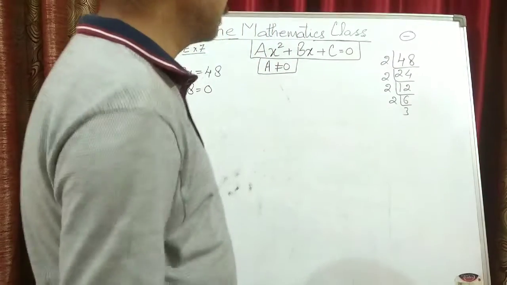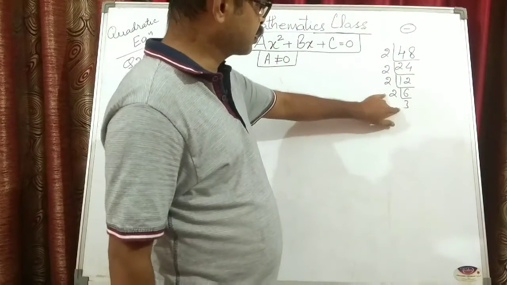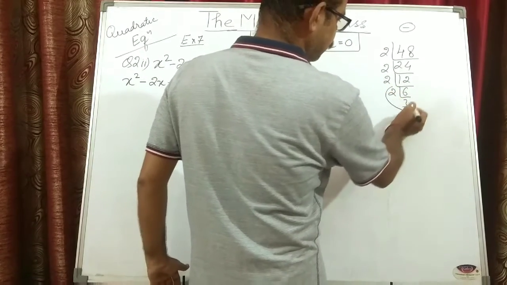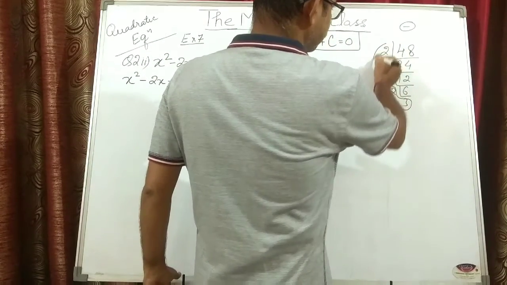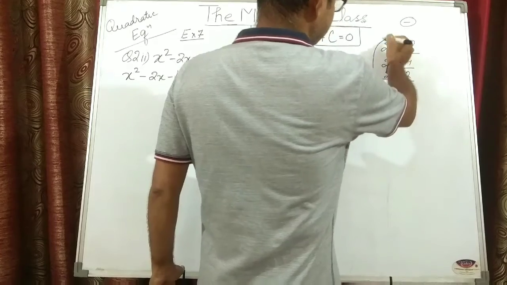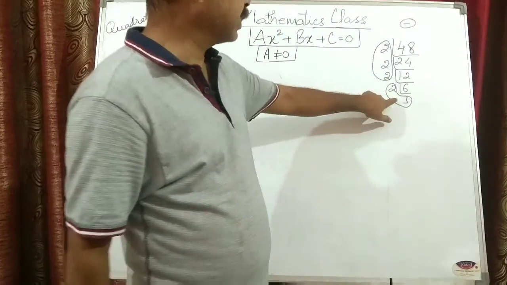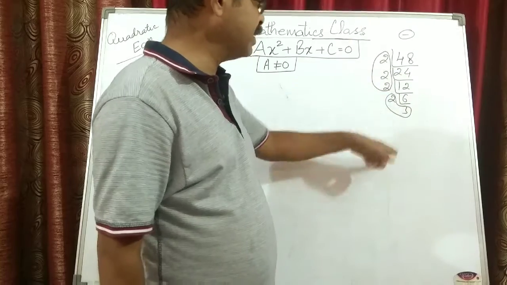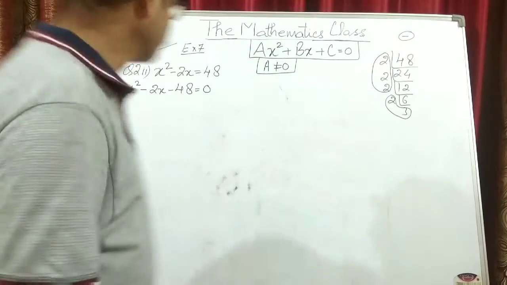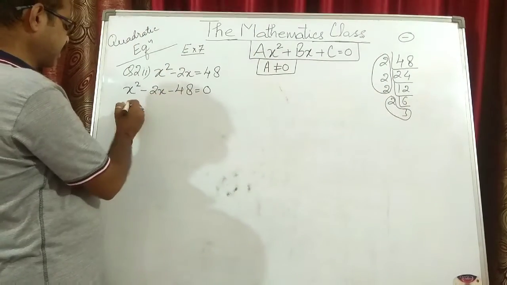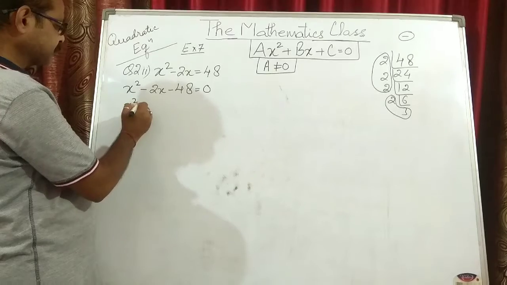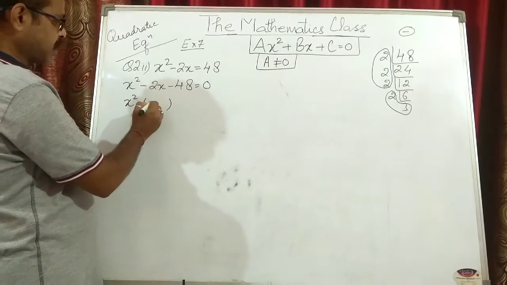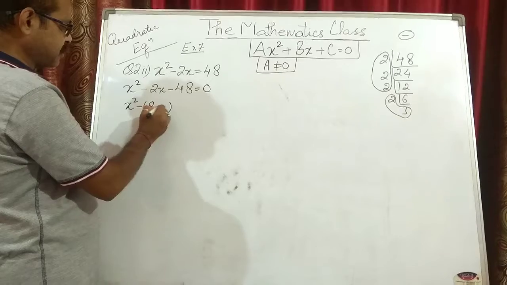Now we have to arrange these numbers. 3 twos are 6 and 4 twos are 8. Means if we take these two factors and these two factors, we can say that 6 times 8 is 48, and 6 minus 8 will be minus 2. It means this 2 can be written as, x square minus, now I am only splitting 2, 2 can be written as 8 minus 6.